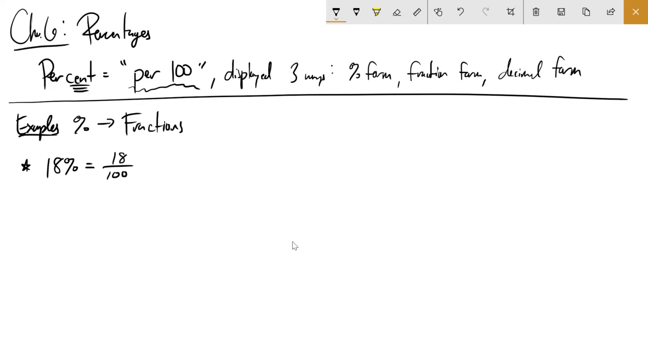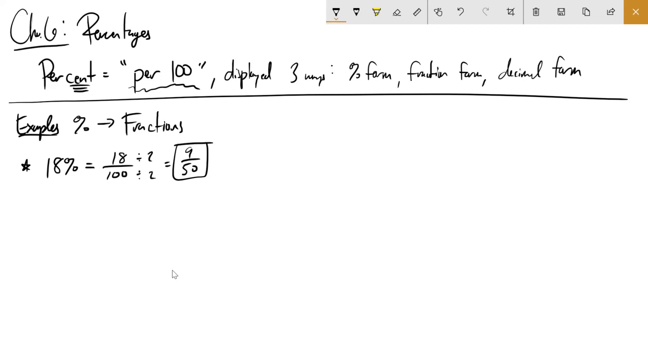True? Okay, and so I can take any percentage and turn it into a fraction really easily as long as I just put it over 100. And now the only thing is that you should always reduce your fractions. So this one is reducible by what? They're both even, so you divide by 2. So that'd be 9 out of 50. All right. True? Okay.